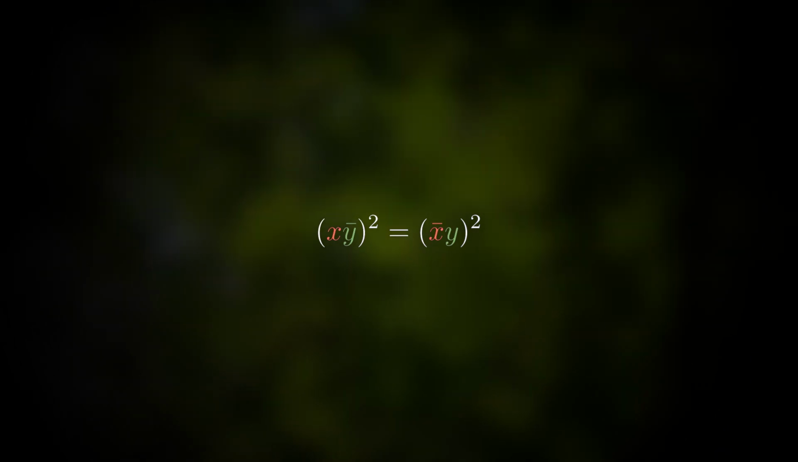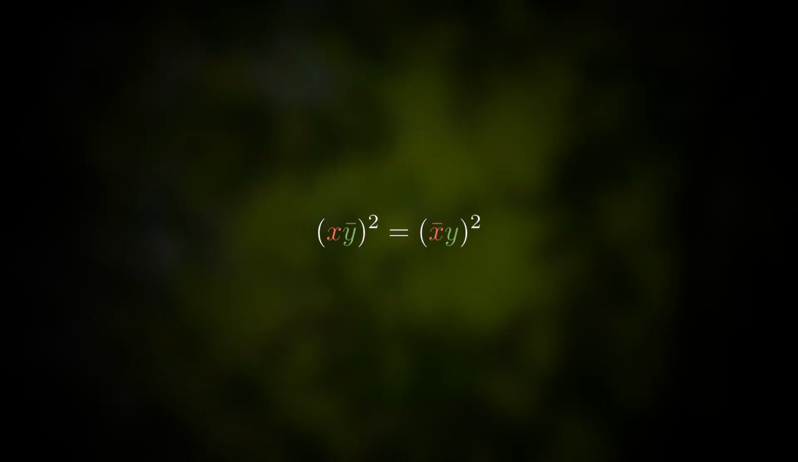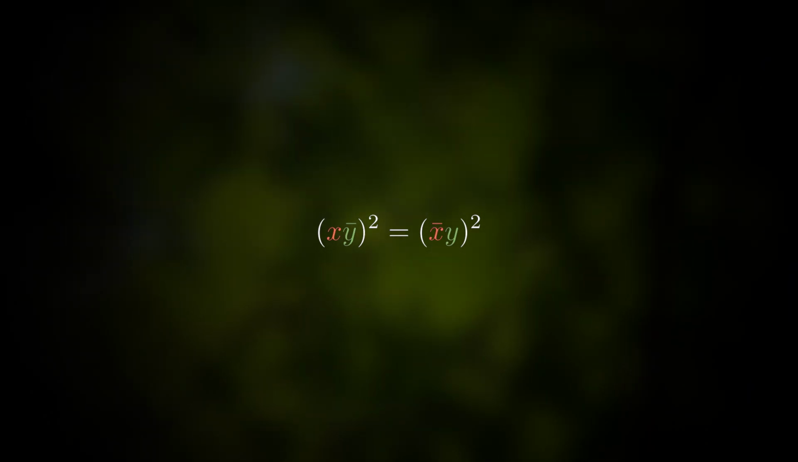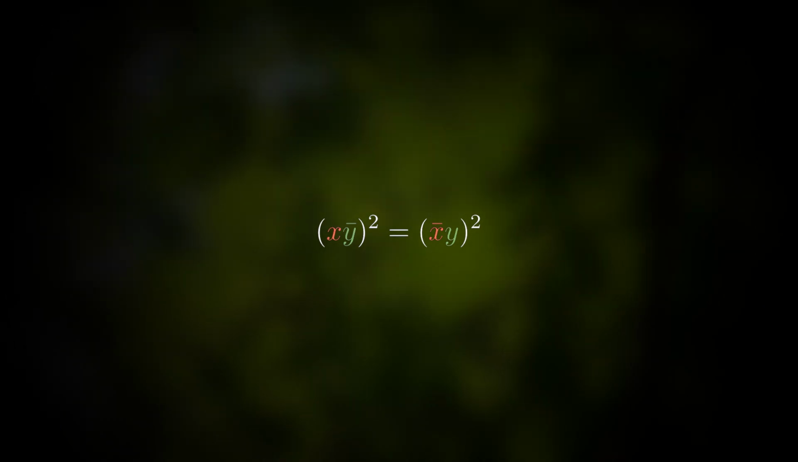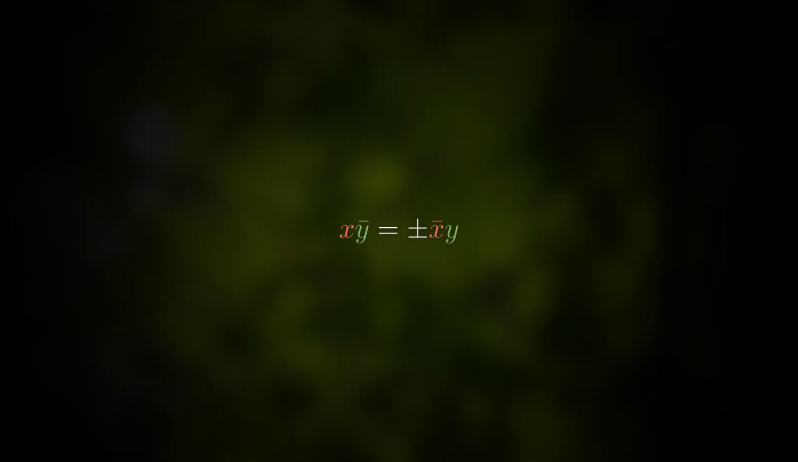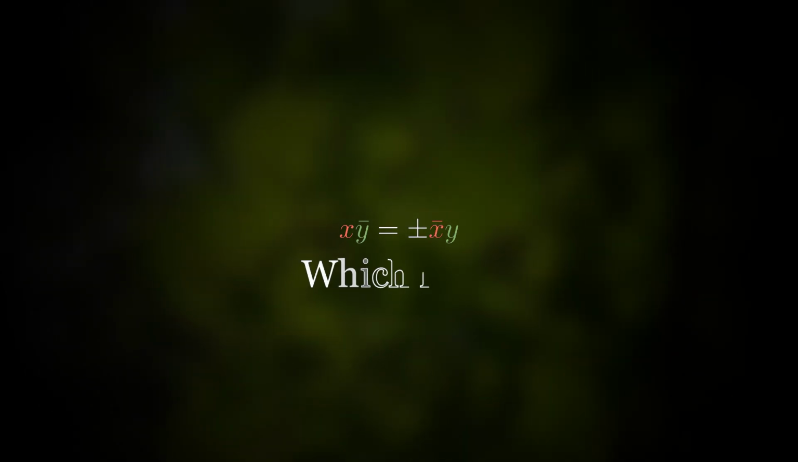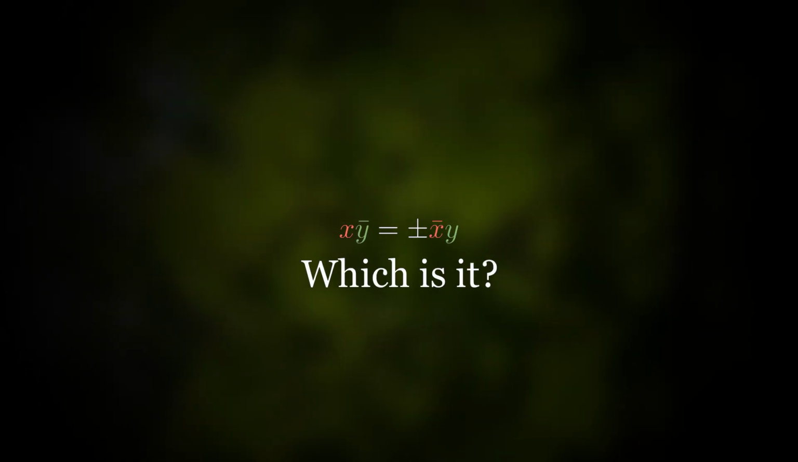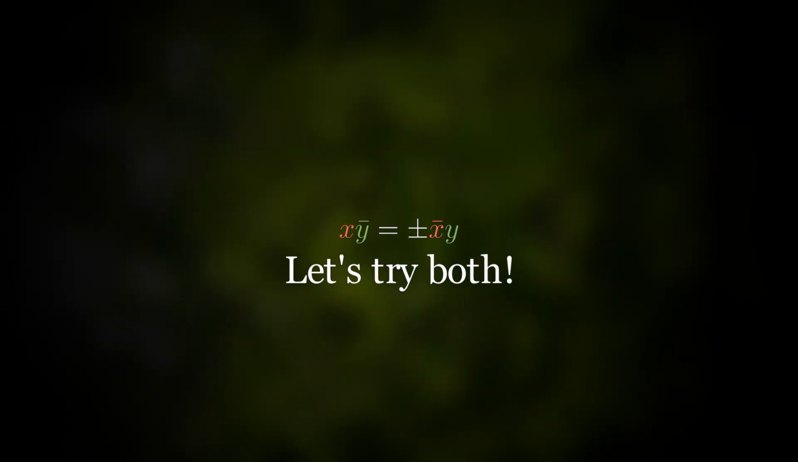Remember that x y bar and x bar y both square to negative 1. That means x y bar is equal to plus or minus x bar y. They are either equals or they are opposites. So which is it? Let's try both possibilities and see what we get. First, let's assume x y bar equals minus x bar y.